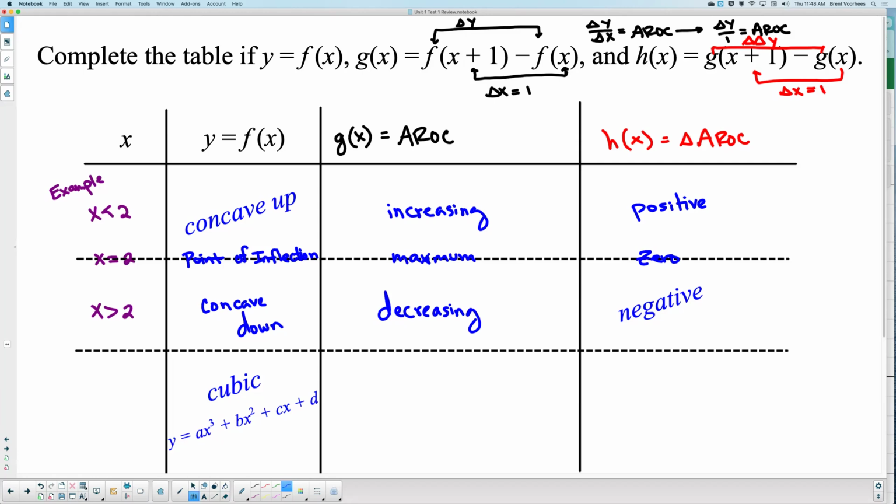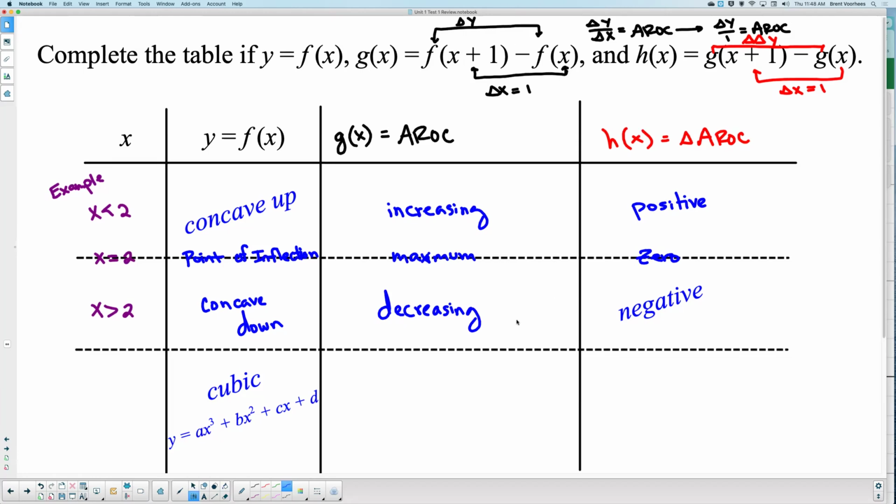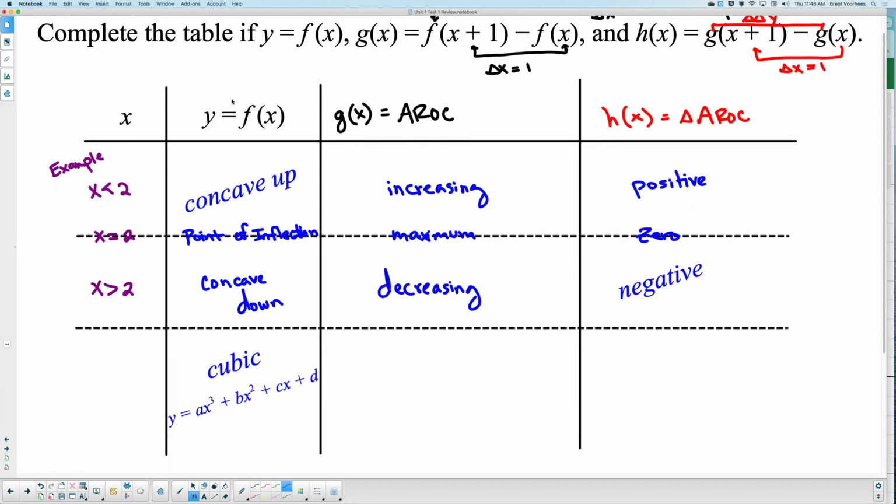Okay, last one. This is a whole new situation. If f of x is a cubic function, what type of function would describe the average rate of change? If this was cubic, what would be true about its average rate of change? Quadratic. Why would it be quadratic? You lose the highest degree. So this would be some type of quadratic function.